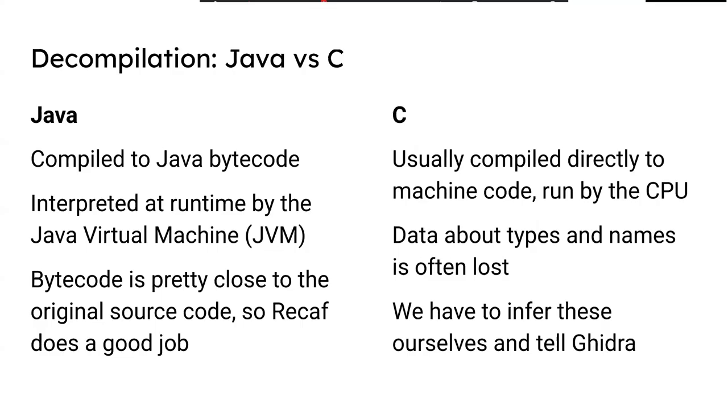There are differences in decompilation. For example, Java compiles to Java bytecode, which is read by a JVM at runtime to execute everything. So it's pretty close to source code. It just gets rid of some of the variable names and stuff. But C gets rid of a lot of stuff that makes it readable. We lose information about data types and a lot of the names of functions and variables. We have to figure out what those are and tell that to Ghidra.